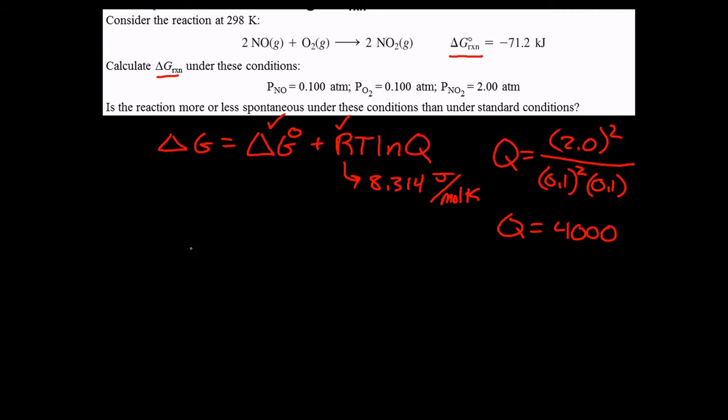So at this point, we have everything we need. We can plug in our values. So delta G is equal to negative 71.2, and I think I'll change this one to joules.